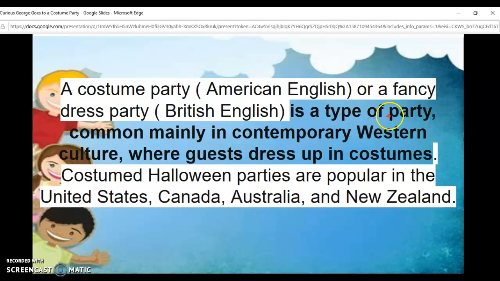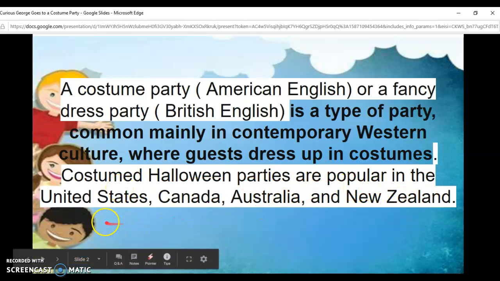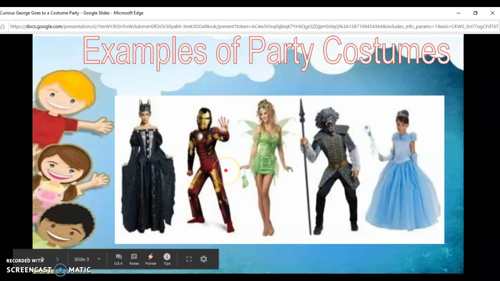So it is a type of party, mainly in contemporary Western culture, where guests dress up in costumes. So a costume party is like people will go to a certain house or a place where they all wear a costume. The Halloween costume parties are popular in the United States, Canada, Australia, and New Zealand. So here I'm going to show you some of the costumes. These are examples of party costumes.